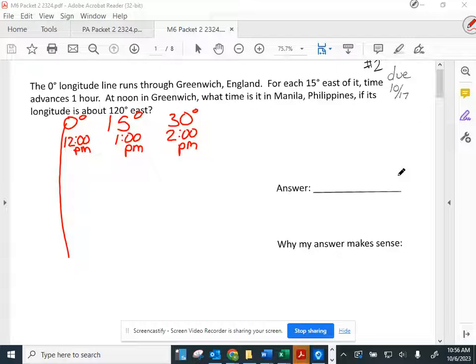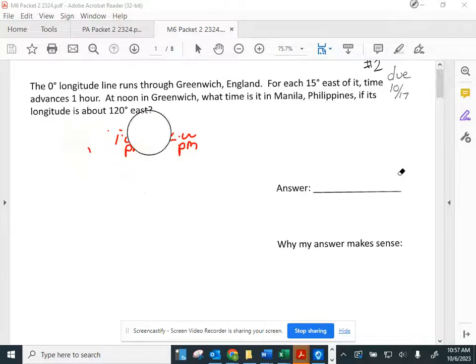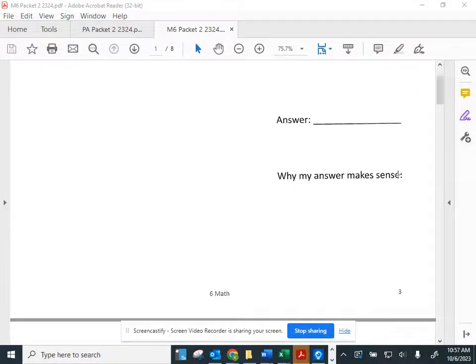How far across do I need to do my pattern, Layla? Till I get to 120 degrees. So keep doing your pattern across till you can figure out what time it is at 120 degrees. You're just going to continue that pattern. I'm not giving us time to continue the pattern right now because this is a video. You can always come back to the video and work on it.